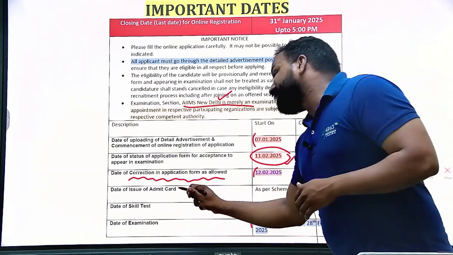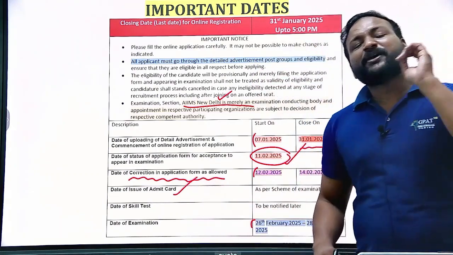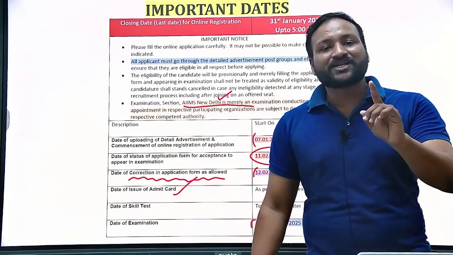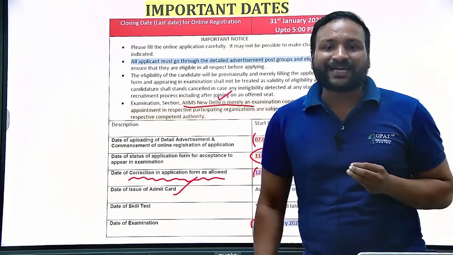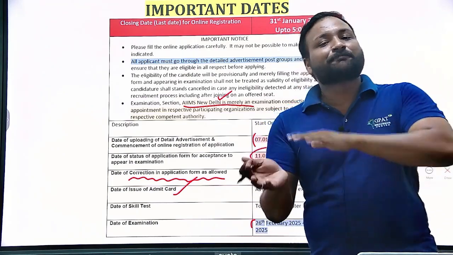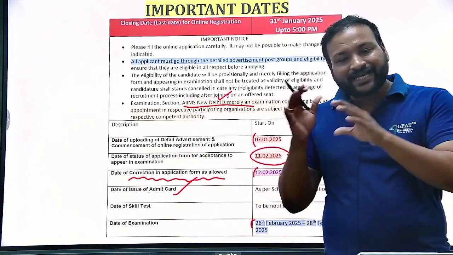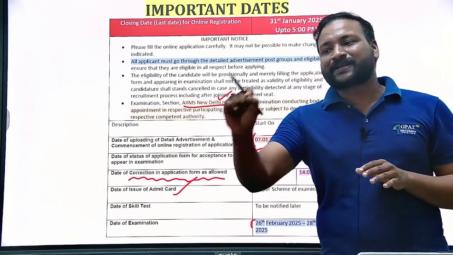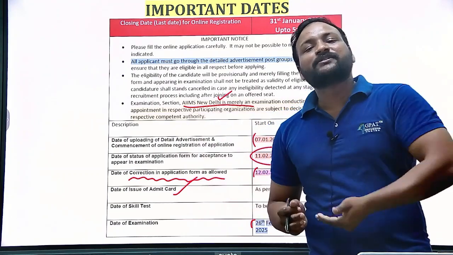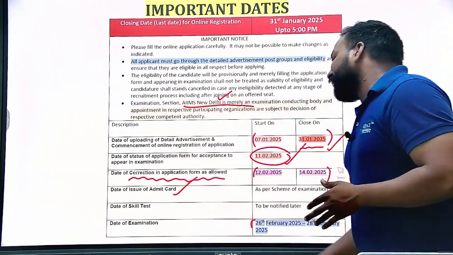And yes, the date of issue of admit card is before 1 week. Generally the admit cards for any examination are released at most 1 week or 7 days prior to the examination date. Yes, coming to the skill test.